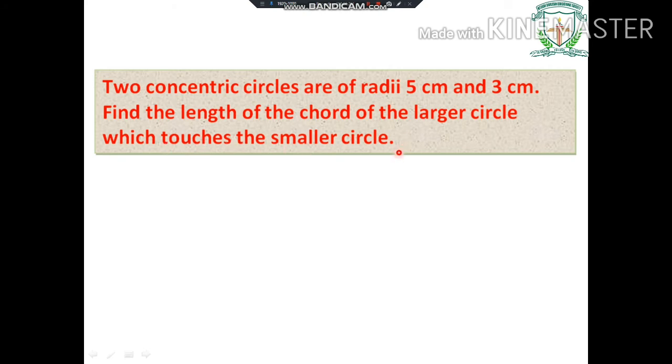Dear children, do you know the meaning of concentric circles? Yes. Concentric circle means circles having the same center. Now there are two circles of different radii, 3 centimeter and 5 centimeter. Dear children, for this you write a diagram. Try to write a diagram having the same center.